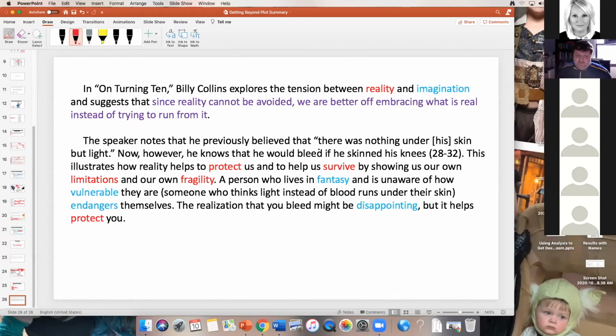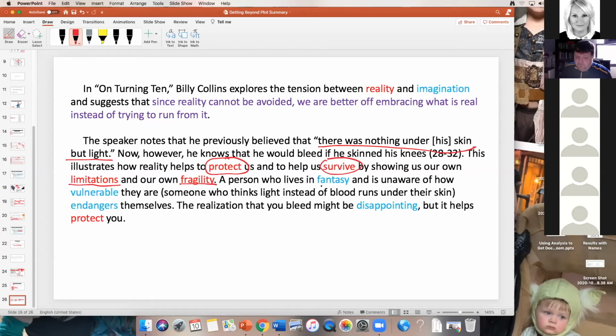It's the part where he says, when he was younger, he believed there was nothing under his skin but light, but now he knows that if he falls, if he skins his knees, he would bleed. How does that prove that? I sketched this out. I said, this illustrates how reality helps to, now look at what I'm doing here, I'm using meaning words within my essay about bigger meaning words. Reality protects us. It helps us survive by showing us our own limitations and our own fragility.